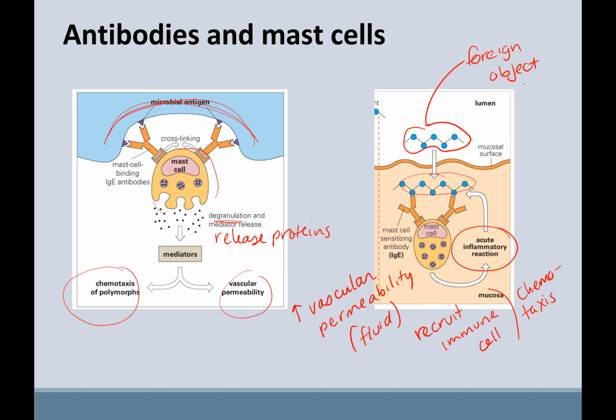This foreign object could also be what we call an allergen, right? So if you take an antihistamine, histamine, if you take an antihistamine, it blocks mast cell degranulation. You don't get a runny nose, you don't get recruitment of cells, you don't get inflammation, you don't get a bunch of mucus buildup. Okay.